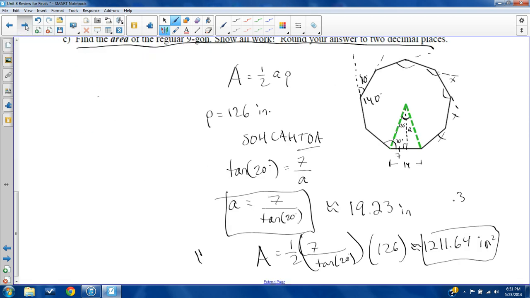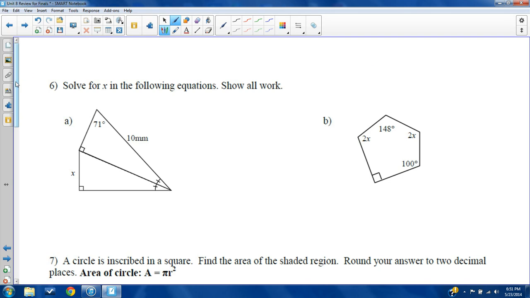Okay, moving on forward, I believe, and hope it's the last page for everyone's sake. Solve for x in the following equations. Show all work. Okay, this one's kind of interesting. You need to have a general understanding of what you're looking at here. I have this angle and this angle as 90 degrees. I'm going to call this y. If I get this y right here by using trig, because this is a right triangle, then I can get this. Now, 71 degrees is right here.